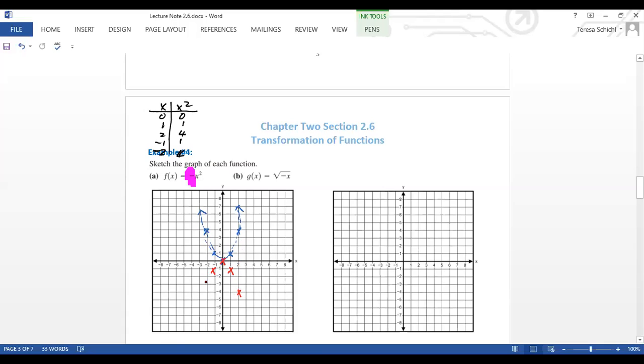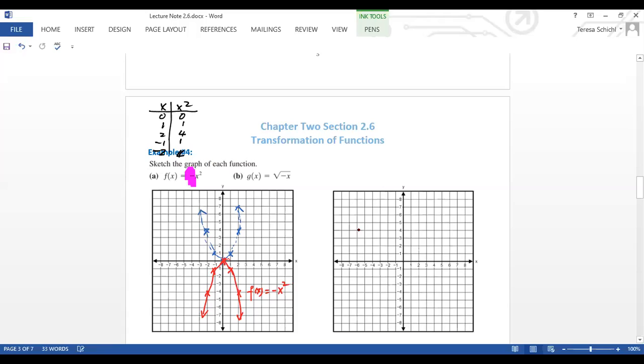It's the same way on this side, so I flip down to here. This is my final graph, so I can use the solid line. This is f of x equals the negative x squared.